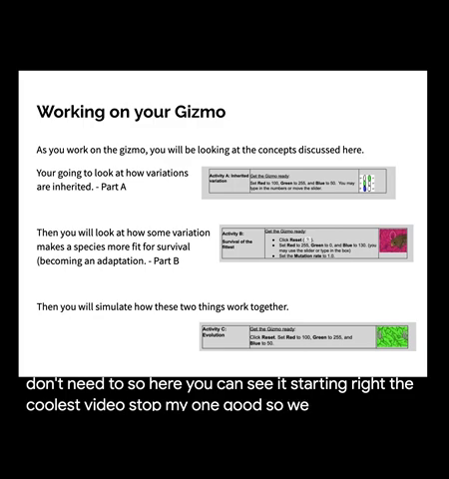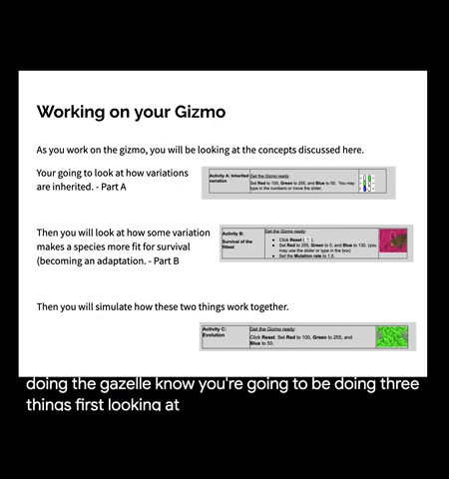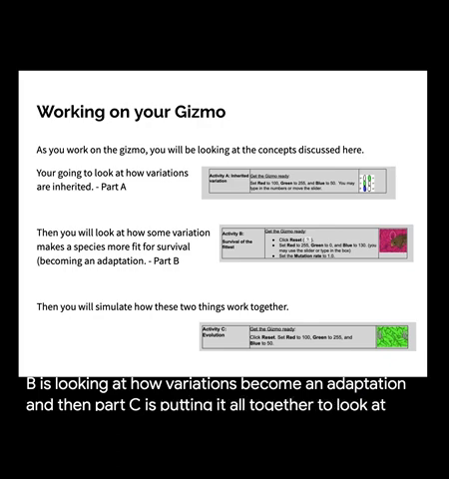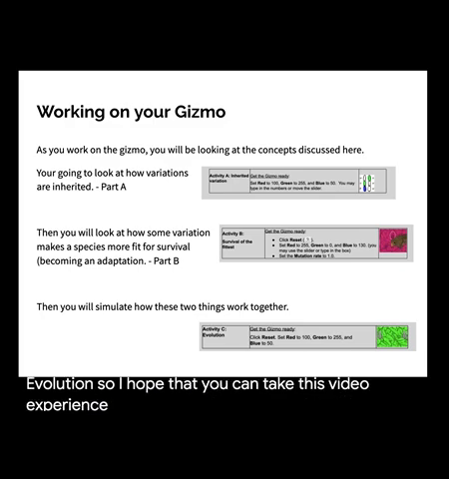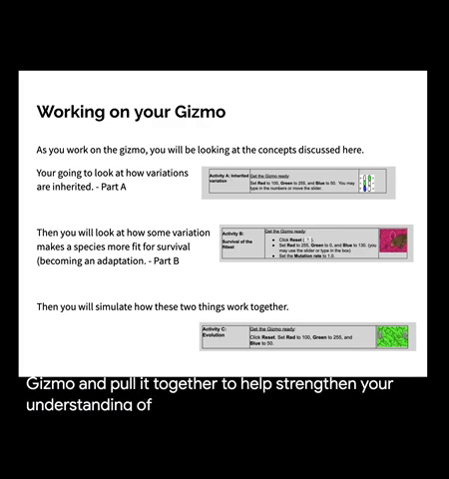So when you're doing the Gizmo, you're going to be doing three things. First, looking at variation. That's part A. Then part B is looking at how variations become an adaptation. And then part C is putting it all together to look at evolution. So I hope that you can take this video experience, the movie in the Google slide, and the Gizmo and pull it together to help strengthen your understanding of how evolution works.